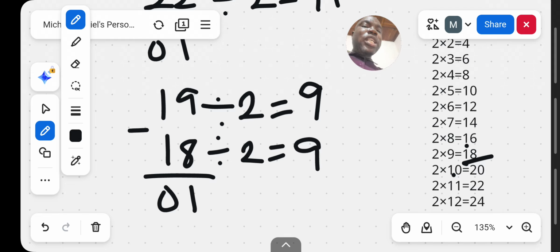So 18 divided by 2 is just 9. 19 divided by 2 is 9, remainder 1. So if you don't understand, you need to go through it again before you attempt the questions. Thank you.